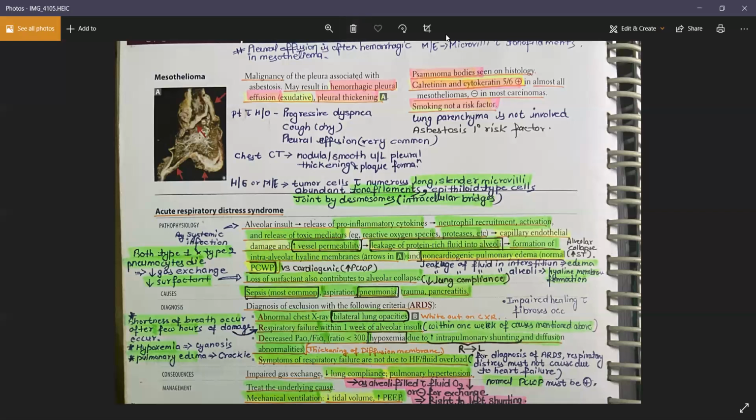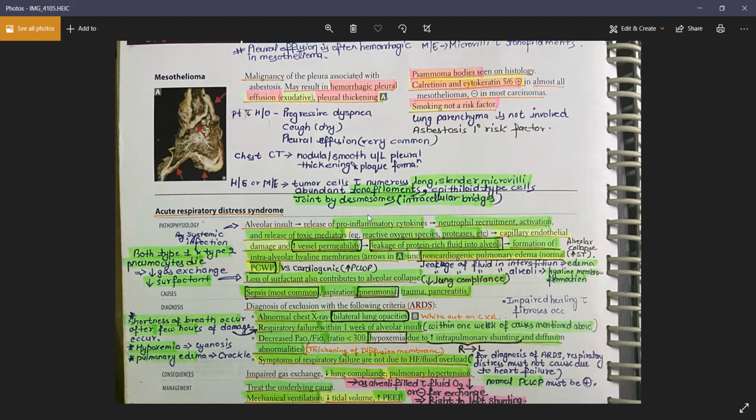So again, the findings that will be seen in a pleural effusion, similar findings will be there in case of mesothelioma also. And please note, smoking is not a risk factor for this cancer, but asbestosis is. Okay, and the lung parenchyma is totally normal. It's just that this tumor is compressing your lung, as you can see, right? So again, all these symptoms will be there. Any doubt on the mesothelioma?